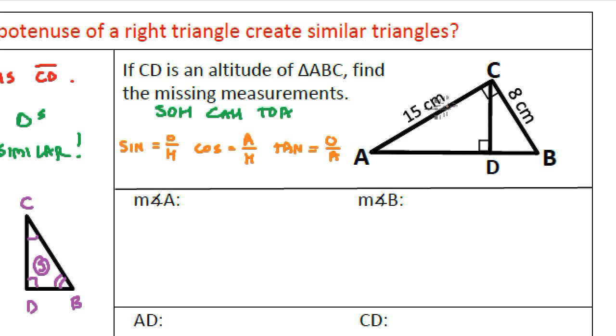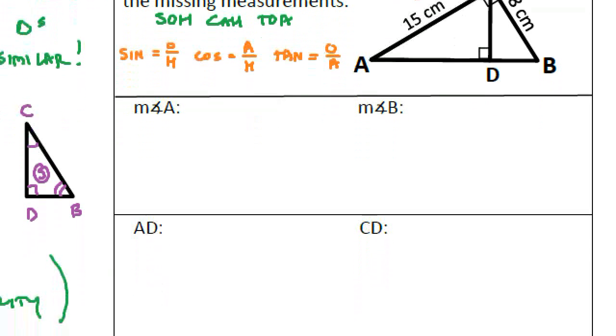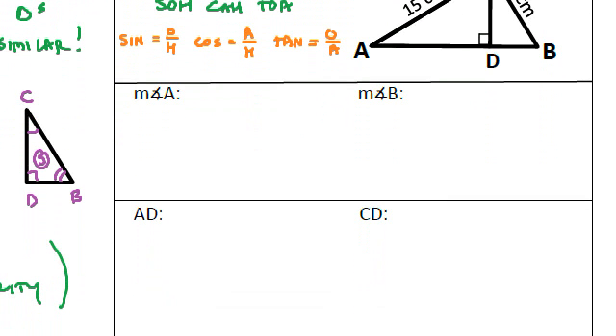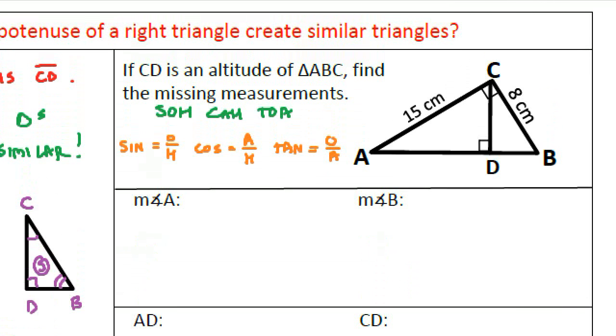So now let's go ahead and use our diagram. You see we've been given two side lengths, and the question is, can we find all this information, these missing angle measures and these missing side lengths, by using trigonometry? And the answer is, of course we can, because we've got similar triangles here. So let's first of all start off with this one. Can we find the measure of angle A?